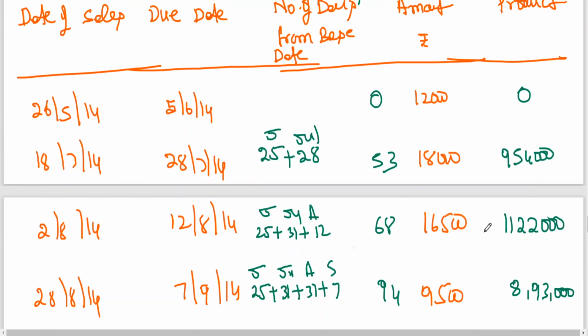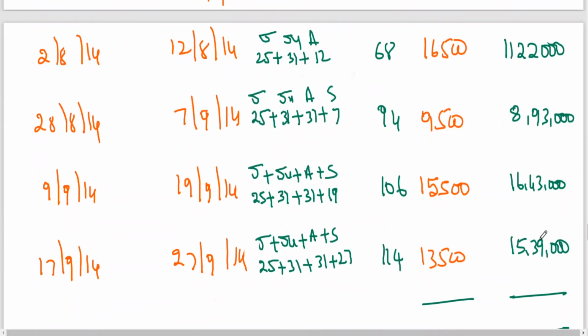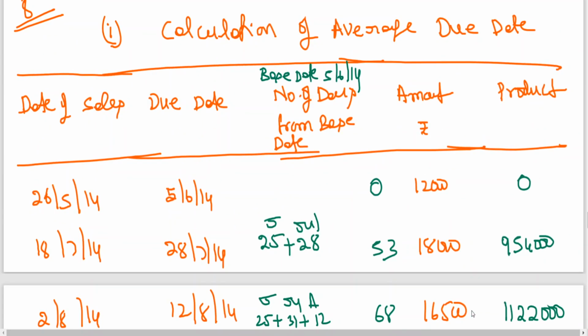Now you can see the total: 12,000 plus 18,000 plus 16,500 plus 9,500 plus 15,500 is coming to 85,000. You can also go for the total of product.